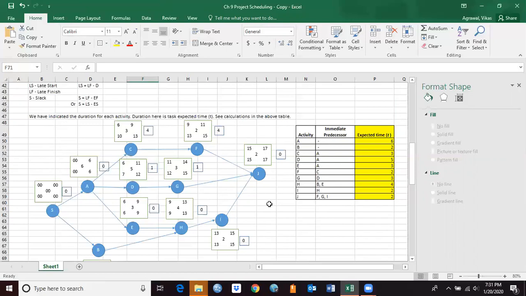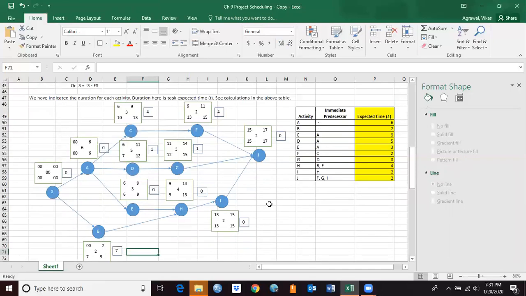Now we have to identify the critical path. The critical path will be given by all the critical activities, and critical activities are the activities that have zero slack. That means you cannot delay those activities. Delaying critical activities will delay the project duration. So here we're going to connect all the activities that have zero slack.